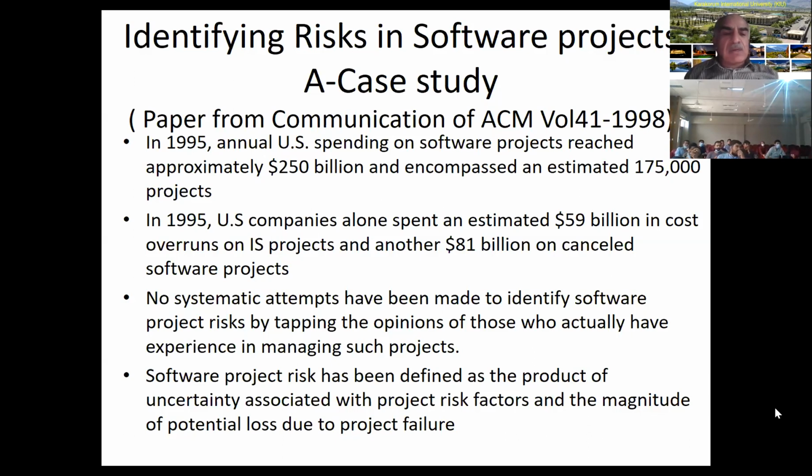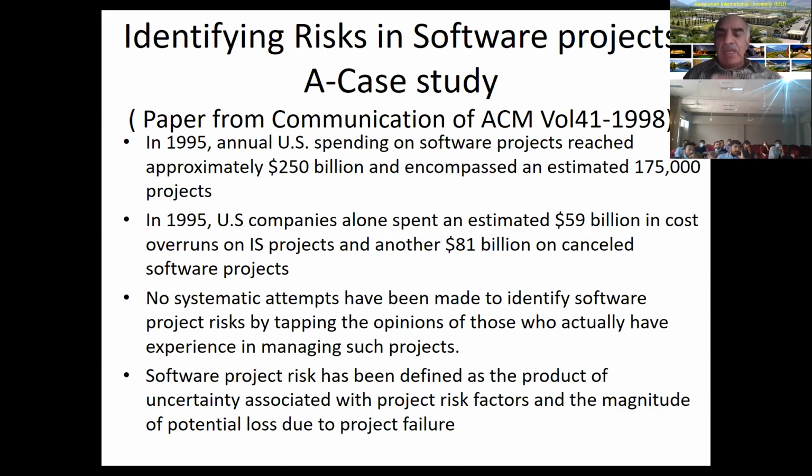Now, the reason they could identify was that no systematic attempts have been made to identify the software project risks. And this is by and large the common problem in project management in Pakistan, that there is no organized approach to have the proper project risk management plan with the project managers. The software project risk has been defined as the product of uncertainty associated with the project risk factor and the magnitude of potential loss due to project failures.